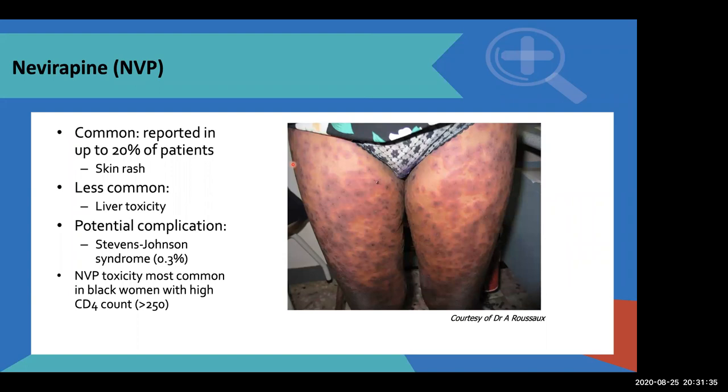So if you find such a rash like this one, you are worried that this might be Stevens-Johnson syndrome. And there's a rule about nevirapine: never use nevirapine in females with CD4 counts above 250, right? That is the risk factor for developing a very bad rash. In males, the cutoff is 400. So males with a CD4 count above 400, we want to avoid the use of nevirapine in those males. So this is quite important.